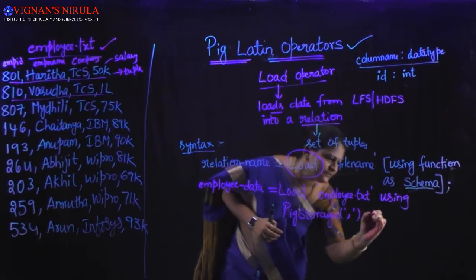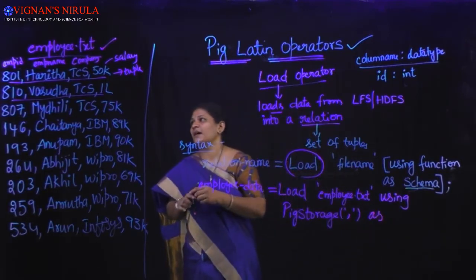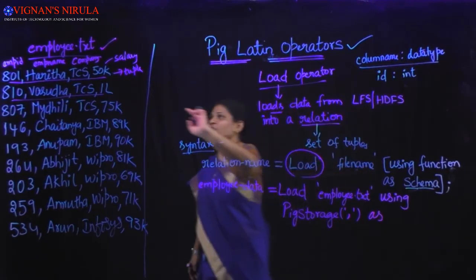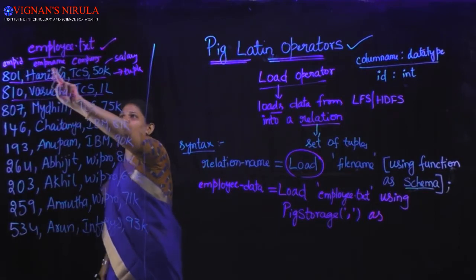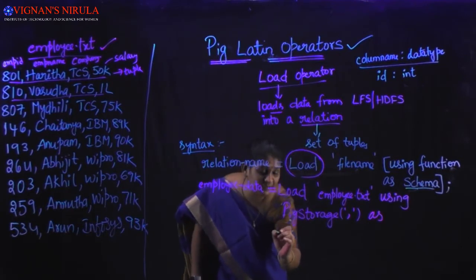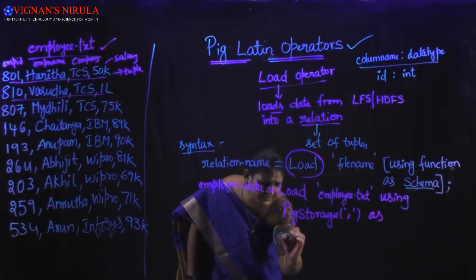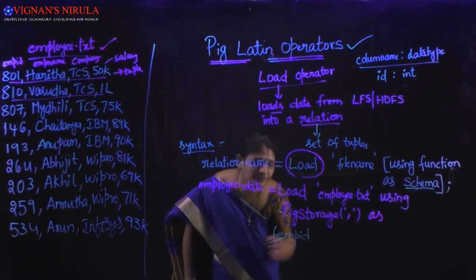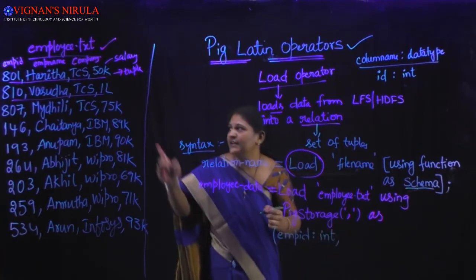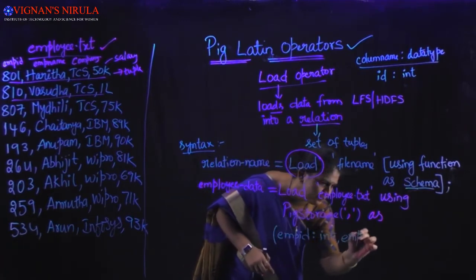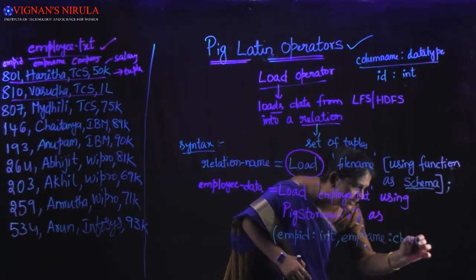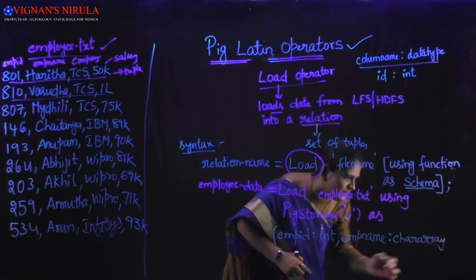Now I have to write the schema here. As I said, the schema is written in this format: column name, colon, data type. If you observe, there are 4 columns here: employee ID, employee name, company, and salary. So I have to write 4 fields as the schema. The first one is the column name employee ID, colon, employee ID is of type int, comma. The next one is employee name, colon, the type is char array. We don't have string in Pig, so the appropriate data type is char array, comma.